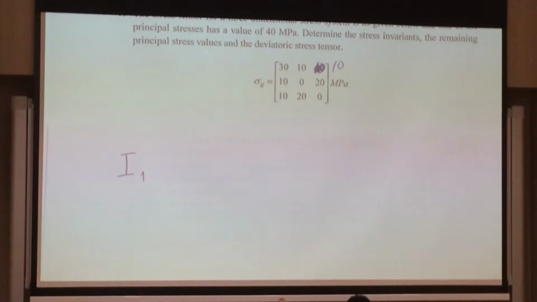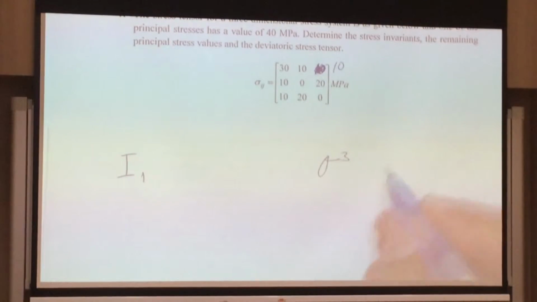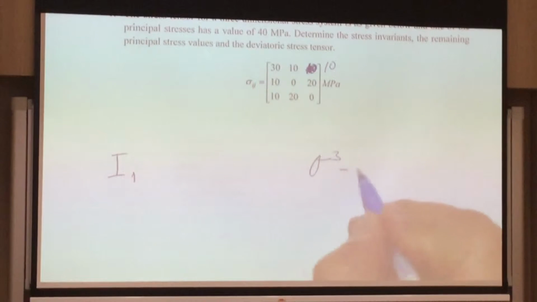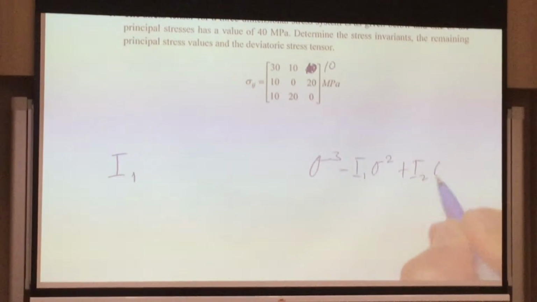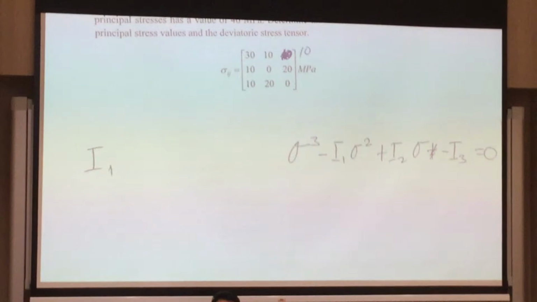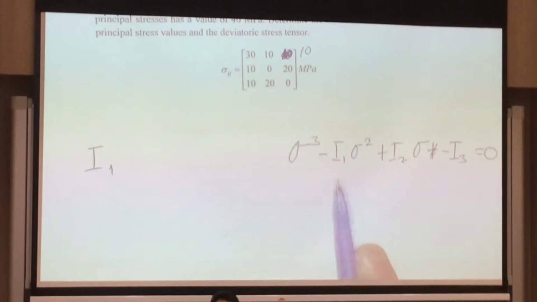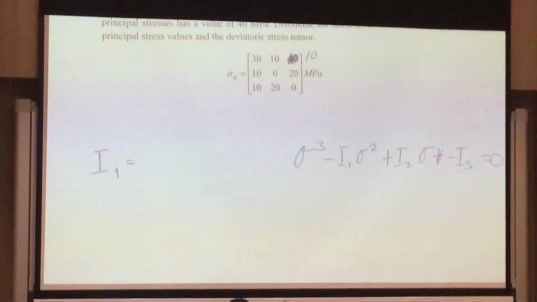I have one. So I'll just write the equation here. So we have sigma cubed minus I1 sigma squared plus I2 sigma minus I3 equal to 0. So that's your equation there. We have an equation for the invariants. So what will be your first value here?